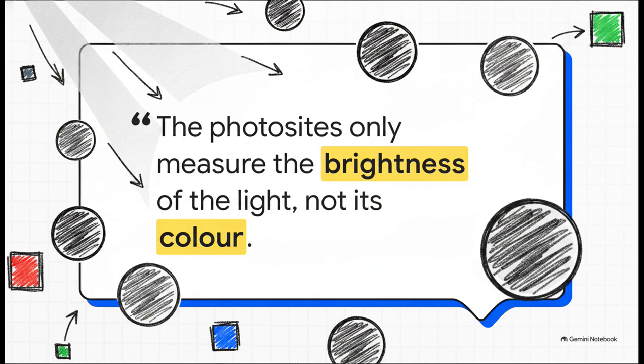But right away, we hit our first major hurdle. As our sources state, the photosites on the sensor only measure the brightness of the light, not its color. Your image sensor is literally covered in millions of these tiny light-sensitive elements called photosites. When light hits them, they generate an analog electrical signal based on how intense the light is. More light equals a stronger signal. But here's the catch: they're completely colorblind. They have absolutely no idea if the light is red, blue, or green. They only know if it's bright or dark.